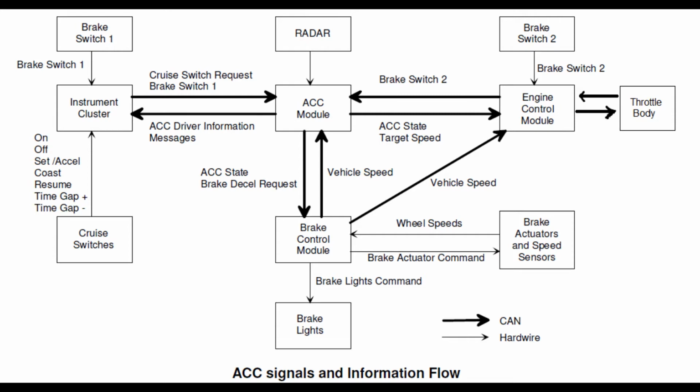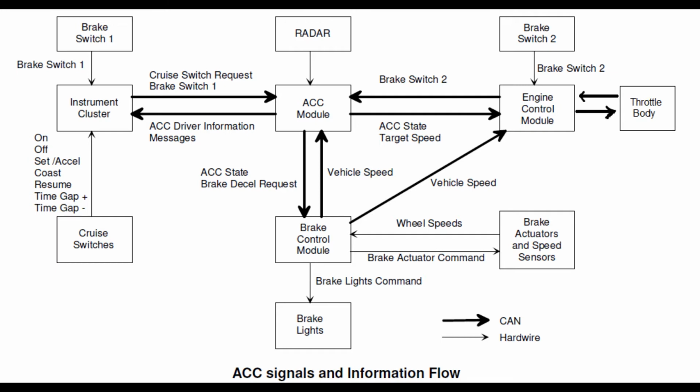If the radar senses there are obstacles ahead, for example a slower moving vehicle, it will tell the ACC module, and the ACC module will interact with the engine control module and the brake control module to slow down the vehicle. The engine control module will close the throttle body to slow down the vehicle. If necessary, the brake control module will switch on the ABS and brake the whole vehicle to slow it down. Here we also tell the brake lights to switch on.